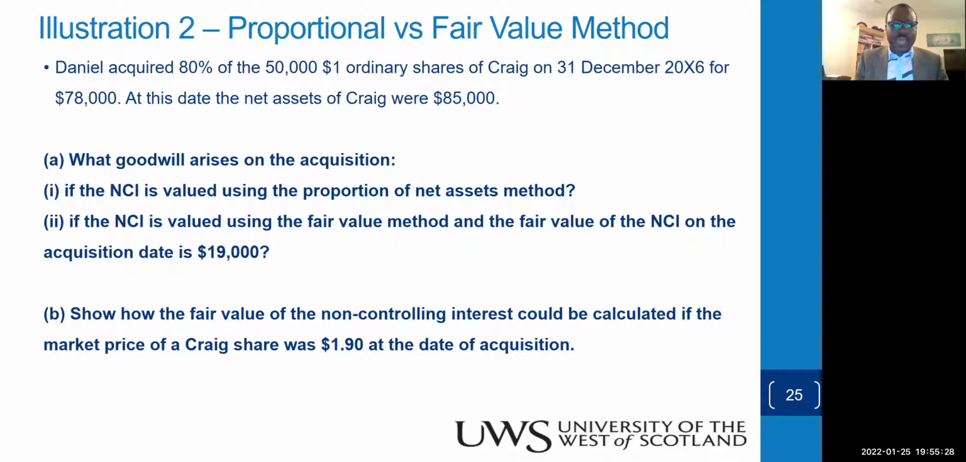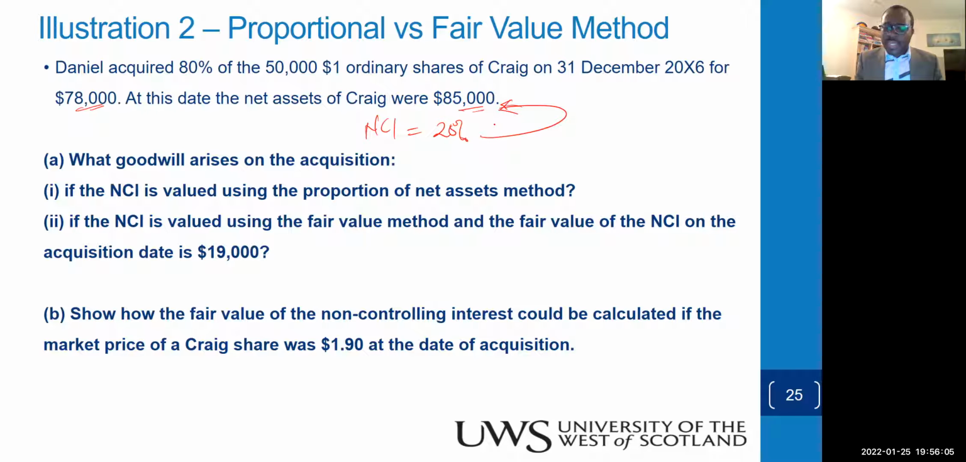Daniel acquired 80% of the 50,000 ordinary shares, valued at 1 par value, of Craig on 31st December 20x6. He acquired it for 78. At this date, the net assets of Craig was 85. What goodwill will arise on acquisition if NCI is valued using the proportionate share of the net assets? So NCI's portion is 20%, a proportionate share of this.